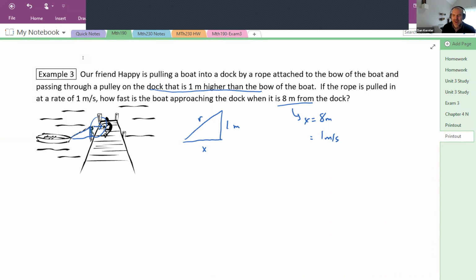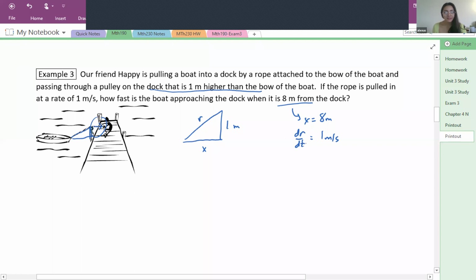Okay. Did anyone have any thoughts about what the 1 meter per second actually represents? dr over dt. Yeah. Can you explain how you knew that, Alexis? Well, in the problem it says that it's a rate, so it's the rate over time, meters per second. And the key is rate of change of what? So we know it's a per t, and she said, hold on, that's the rope being pulled in. So that's the rate of change of that length of rope.